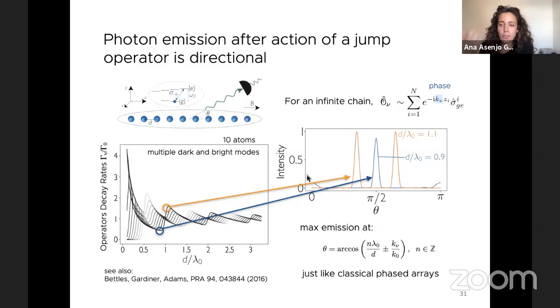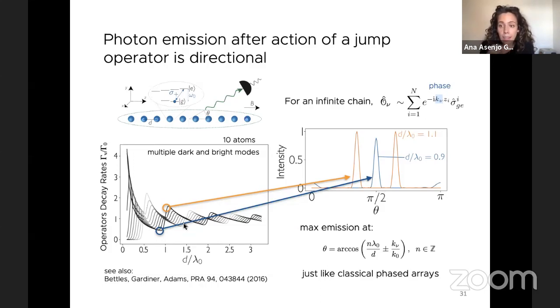So for a finite chain, you cannot use a Bloch wave, but the jump operator can be well characterized by a wave vector. Even for 10 atoms, this is quite reasonable. What you see here is the most subradiant state at distance 0.9. This means this jump operator has a radiation profile determined by a peak at theta equals pi halves, so it's going to radiate perpendicular to the array.